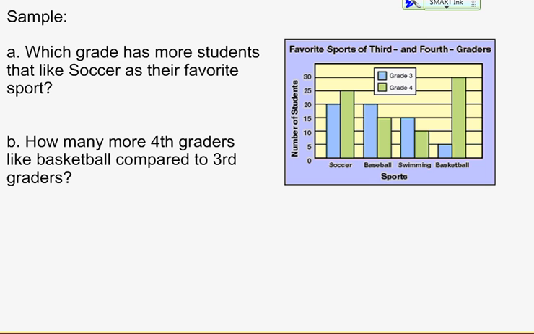That's how graphs work. Here's a sample problem to get you on your way. Here's another double bar graph to have you practice working with this idea of pulling out information from comparative graphs.